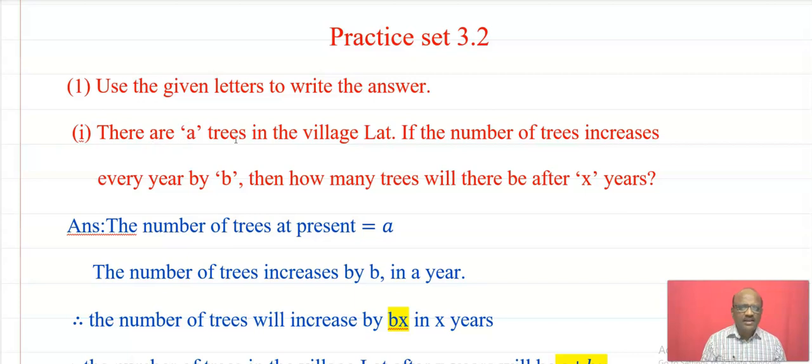There are 8 trees in the village. In the village lot, if the number of trees increases every year by b, then how many trees will there be after x years? That is, there are the 8 trees in the village.